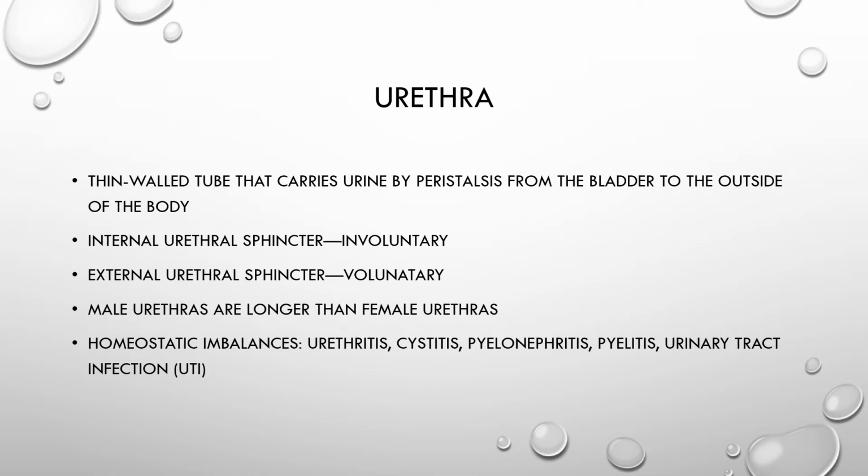The urethra. It's a thin-walled tube that carries urine by peristalsis from the bladder to the outside of the body. At the bladder urethral junction, a thickening of smooth muscle forms the internal urethral sphincter, which is an involuntary sphincter that keeps the urethra closed when urine is not being passed. A second sphincter, the external urethral sphincter, is formed by skeletal muscle as the urethra passes through the pelvic floor. As we know, skeletal muscle is voluntary, so this is a voluntarily controlled sphincter.